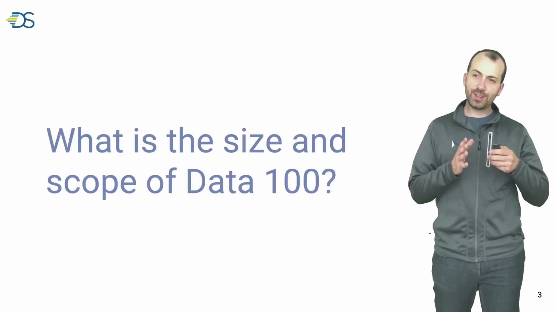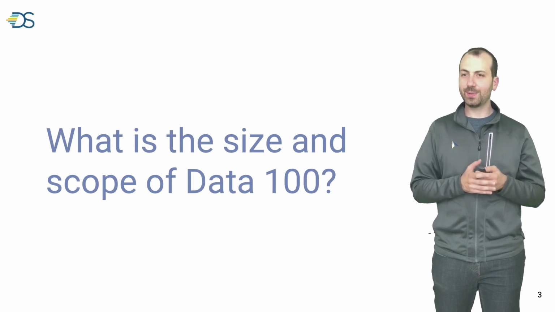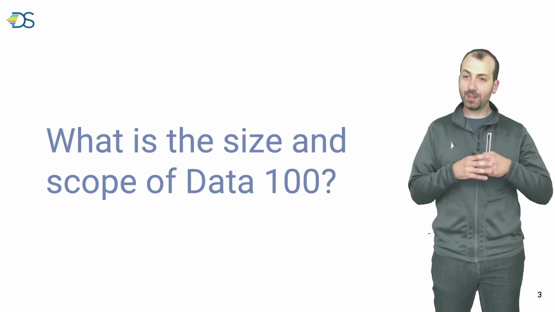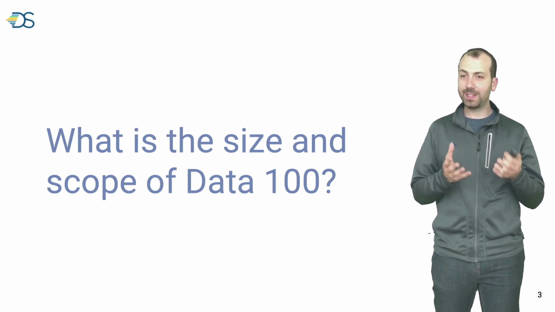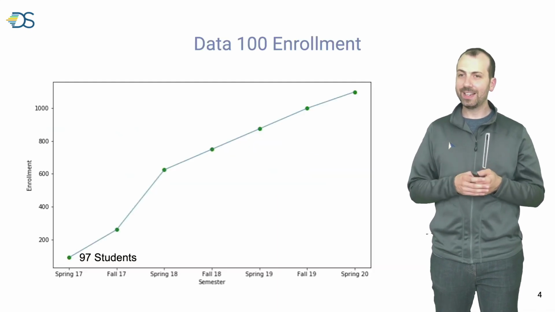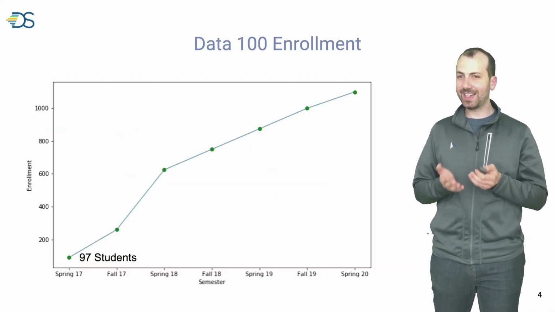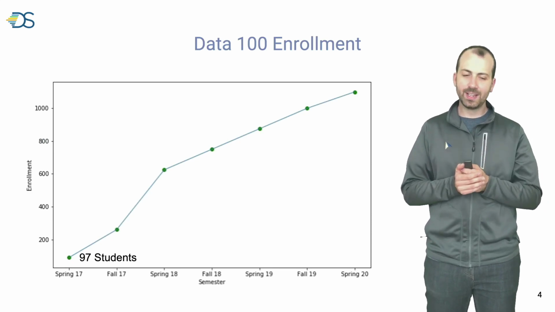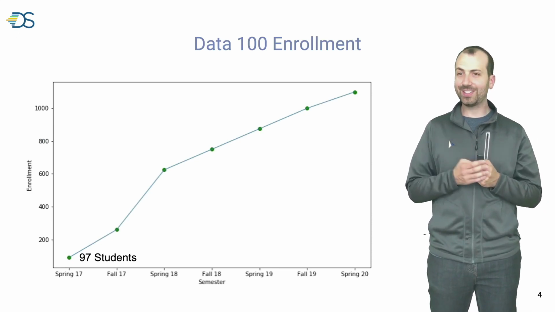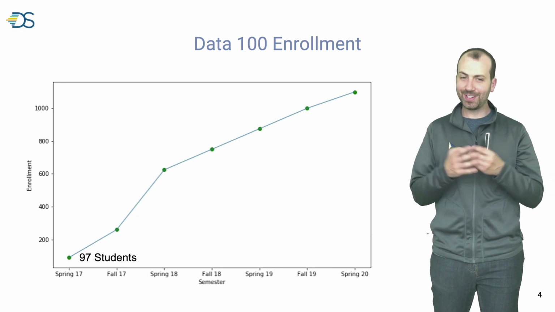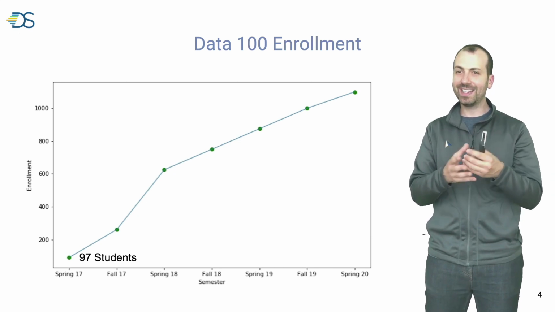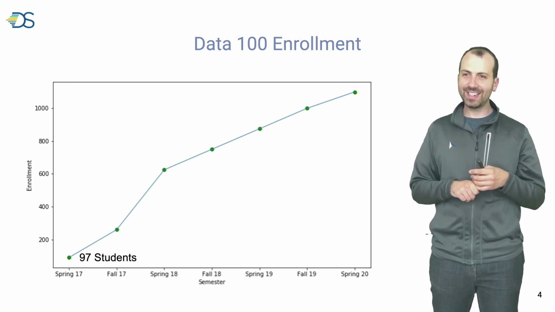So I want to first talk a bit about the students in the class. Data 100 is a class with a pretty diverse background. It's also become a very big class. It wasn't always that way. When we first started teaching the class, there were just 97 students, and there were 4 instructors, and among all 4 of us, we were trying to develop content on the fly. It was challenging and exciting times.